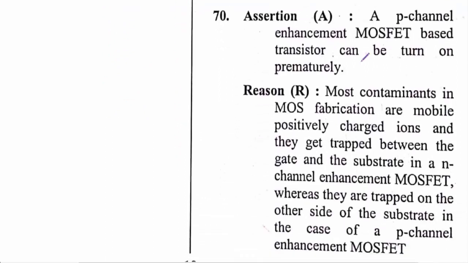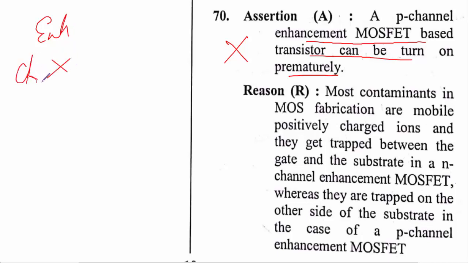70th question. The P-channel enhancement MOSFET based transistor can be turned on prematurely. Nothing but high-handedly you can turn it on. So this statement is a false statement. In the case of an enhancement MOSFET, the channel will not be created at the time of manufacture. You have to enhance the channel, or you have to create the channel.